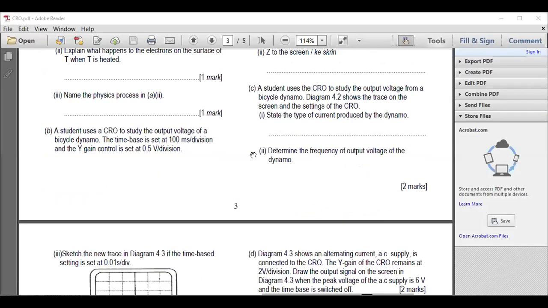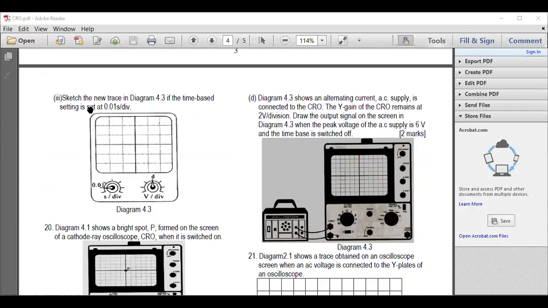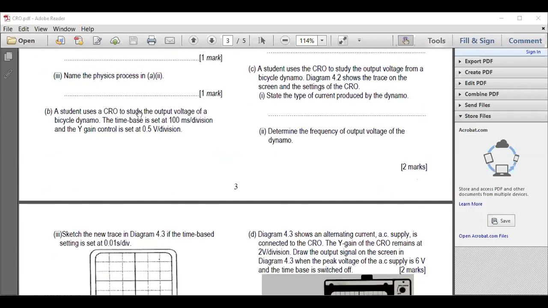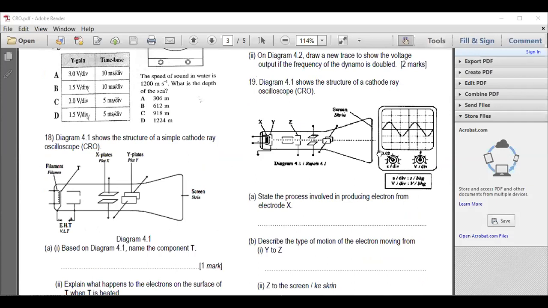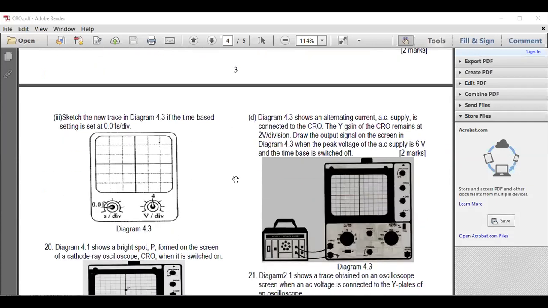Next. Determine. Okay, next. Now, sketch the new trace in diagram 4.3 if the time base is set as 0.01 second per division. Before this, its time base was 0.02 second per division. Now it changes the scale, you see? It changes to 0.01 second per division, meaning this one box now is 0.01 second. So the scale has changed.